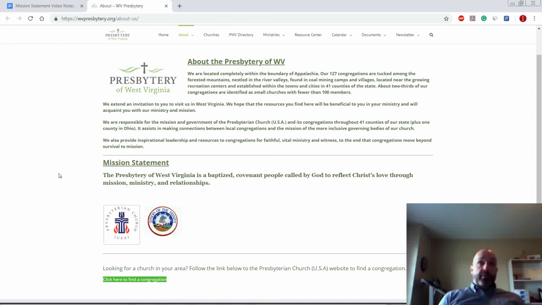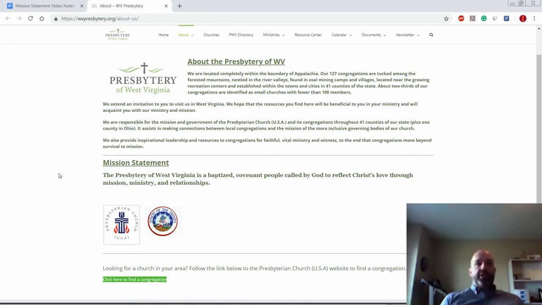So anyhow, the Presbytery of West Virginia has a pretty short one sentence mission statement, and that's: the Presbytery of West Virginia is a baptized covenant people called by God to reflect Christ's love through mission, ministry, and relationships. And they, unlike the Arkansas church that we looked at, don't expound upon those terms: mission, ministry, and relationships.